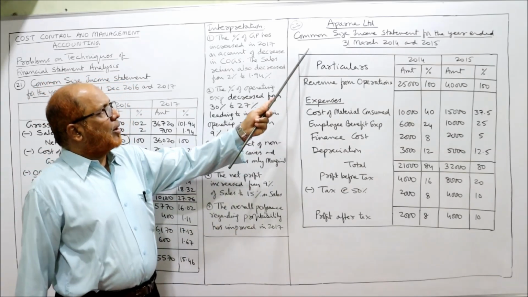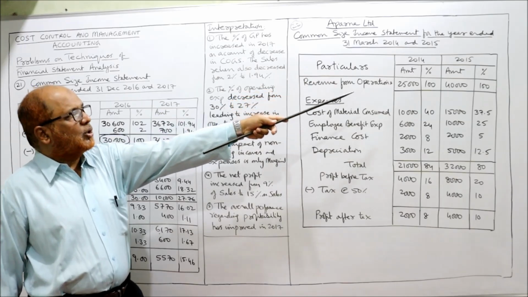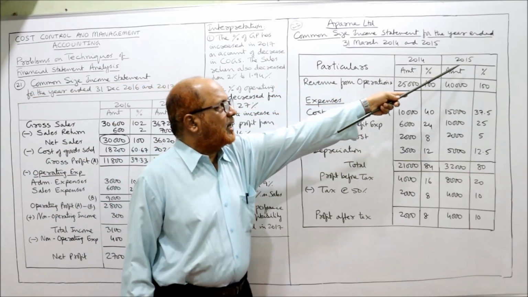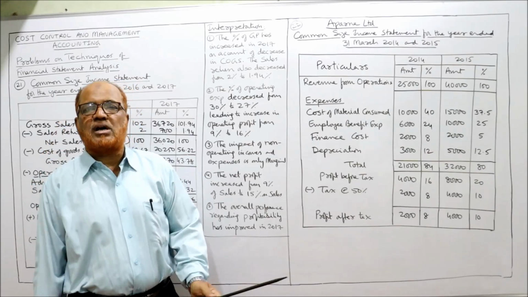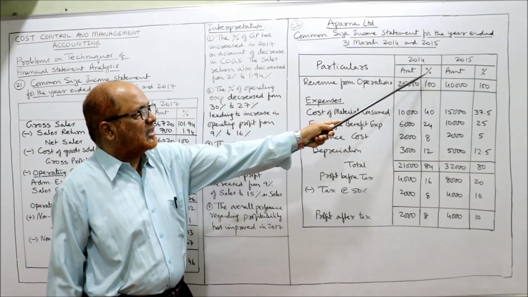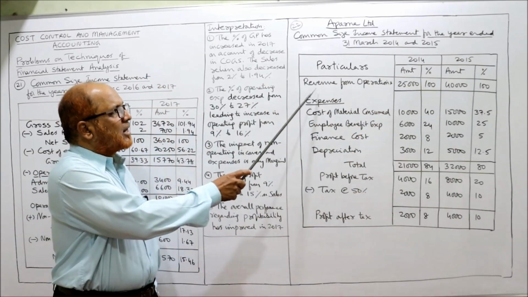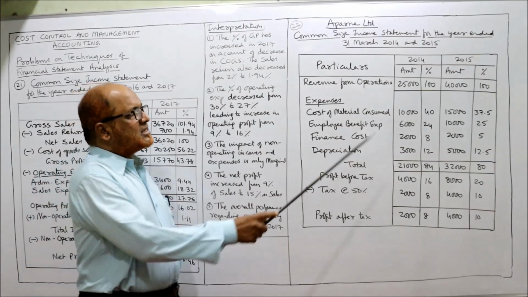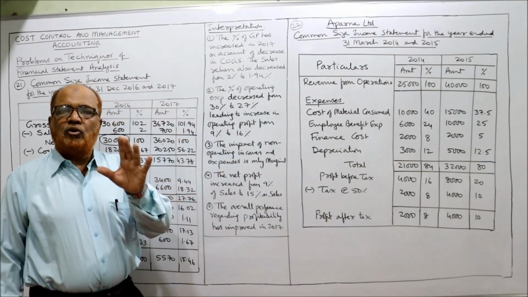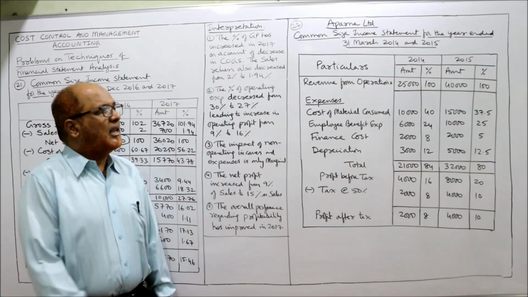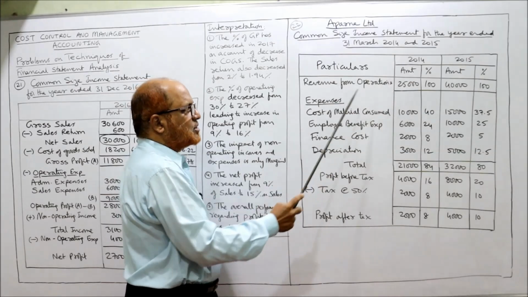See, common size income statement for the year 31st March 2014, 2015. So two broad columns, 2014 and 2015. In each broad column, two sub columns are made. One is amount, the other is percentage. First item, revenue from operations. Last year 25,000, current year 40,000. First of all, you fill up the last year's data. Last year is 2014. So take the amount, revenue from operation 25,000.